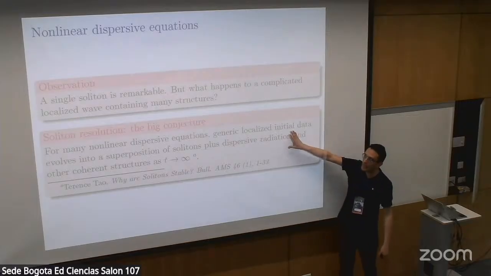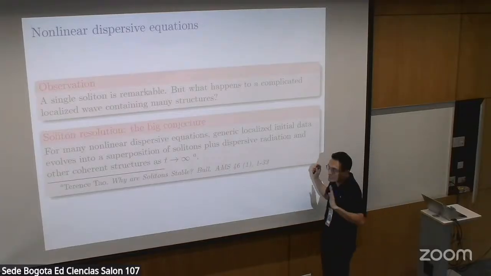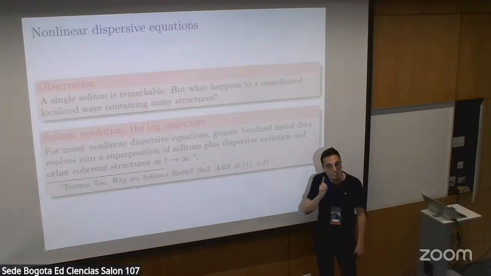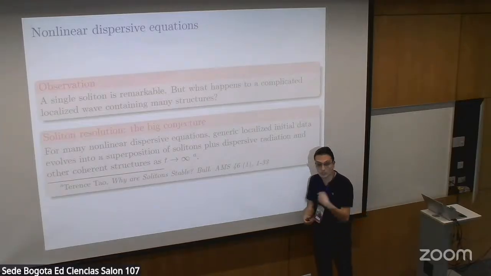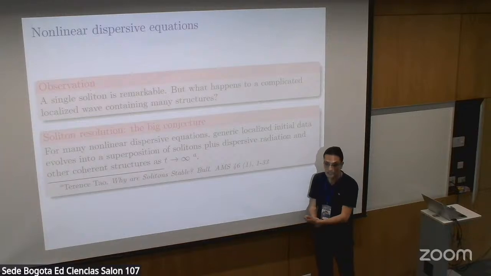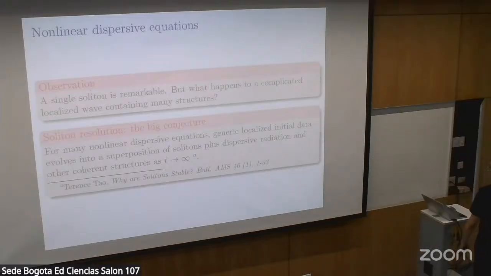But what I want to point out, why this is a big conjecture, is that solitary waves are nice, they look nice, but they also connect with the large time behavior of the solution. That's the conjecture. So you can start with a very weird initial data, but eventually your solution will turn into a sum of solitons. So that is a big conjecture, right? And I just mentioned this paper of Terence Tao, "Why are solitons stable?" He explains soliton resolution in general way better than I do. So that's the soliton resolution.